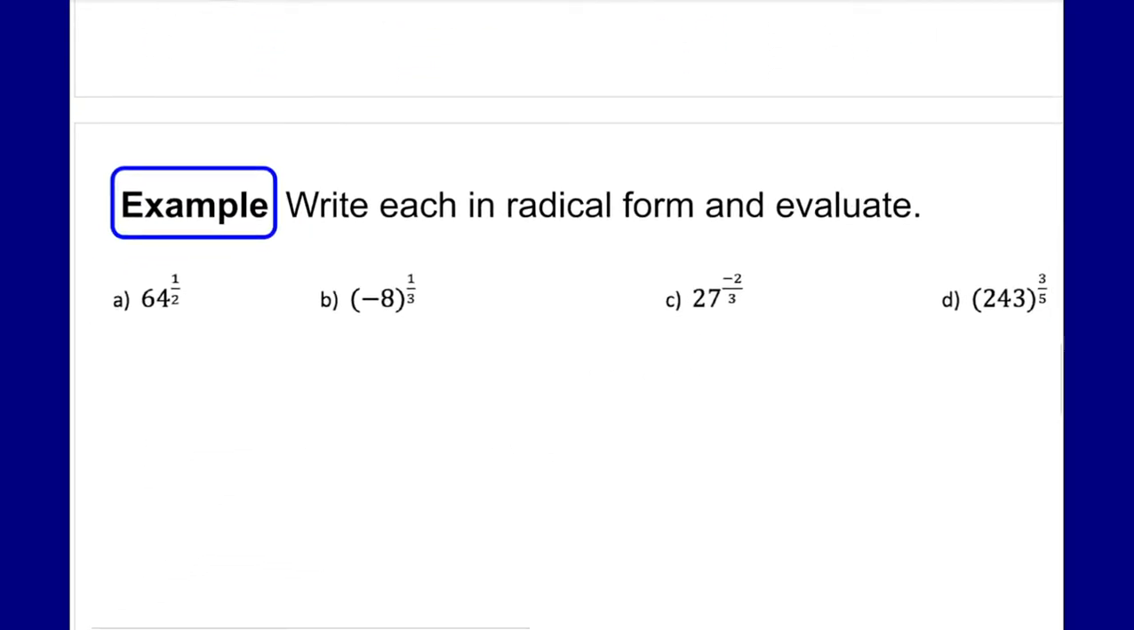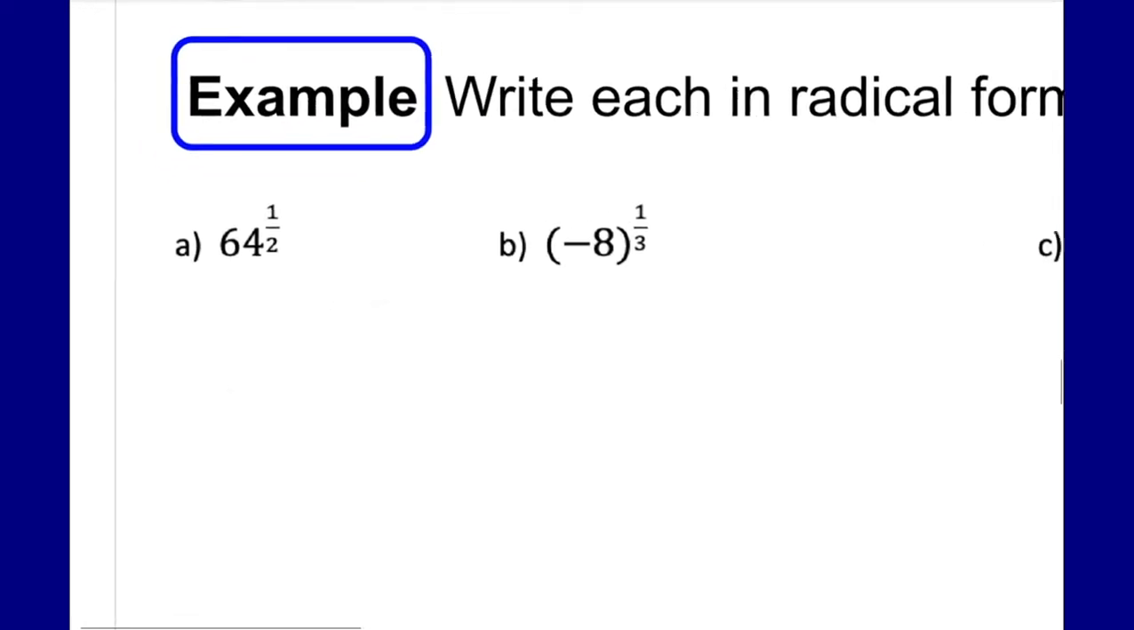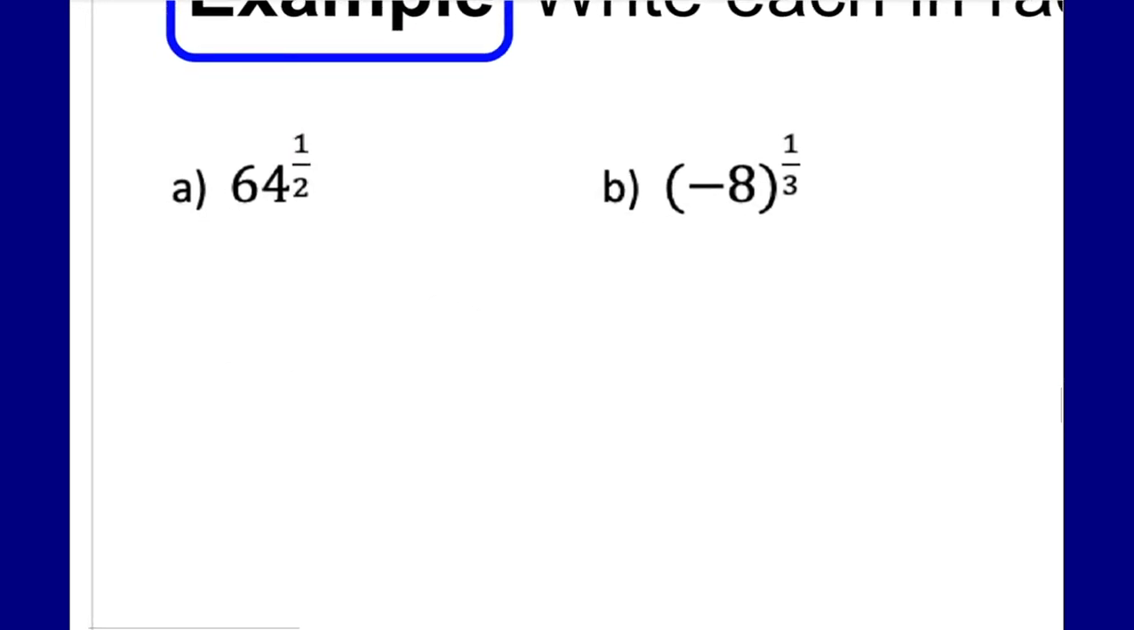Next, what we're going to do is convert from a rational form to a radical form. And then we're going to evaluate, because it might be a little bit easier to evaluate when we see it in radical form. So 64 to the power of 1/2. If I want to write this in radical form, the 2 becomes the sign in front of the root. So the second root, or the square root of 64, all to the power of 1.